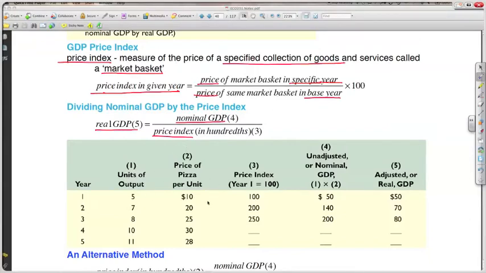So here's how we can do it. First, to find our nominal GDP, we just take our units of output times our price per unit. So here, 5 times 10 equals 50. 7 times 20 equals 140. 8 times 25 equals 200. 10 times 30 is 300. And 11 times 28 will be 308.